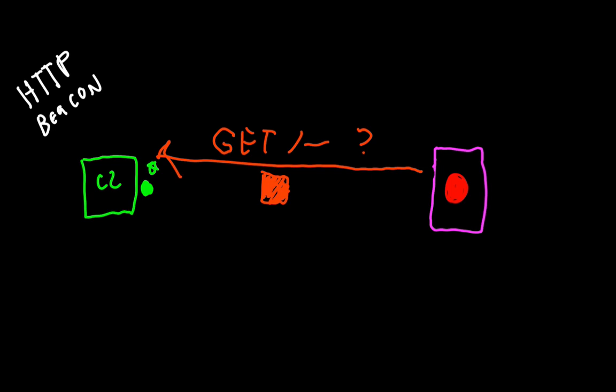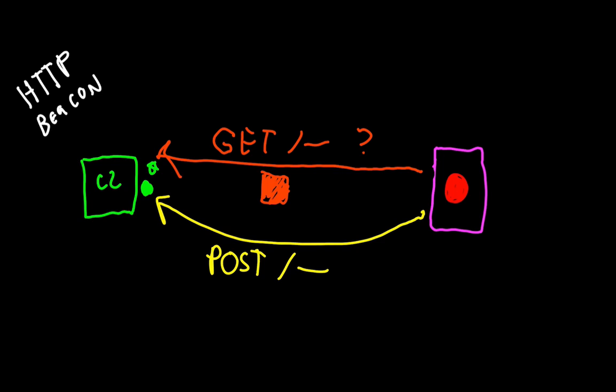Now let's say that your tasks generate output, something to send back to Cobalt Strike. The HTTP beacon will follow this up with another request that is actually an HTTP POST.